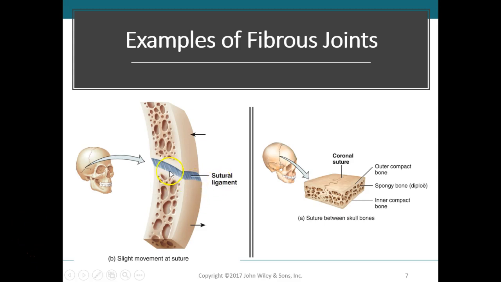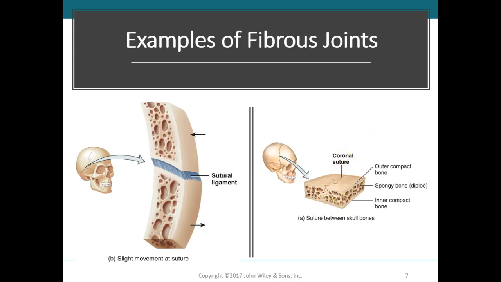Here you have connective tissue fibers forming a suture between two of the bones of the skull. So obviously this is going to allow for very little movement. When we're looking at these bones in a lab, you'll see that what you really just see is sort of a line between these two bones.